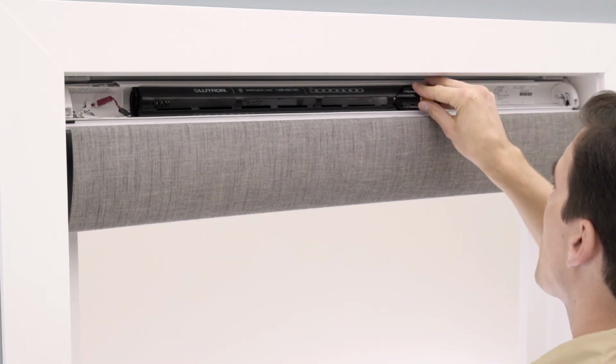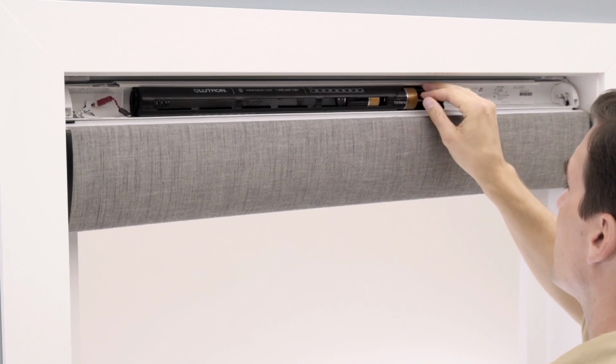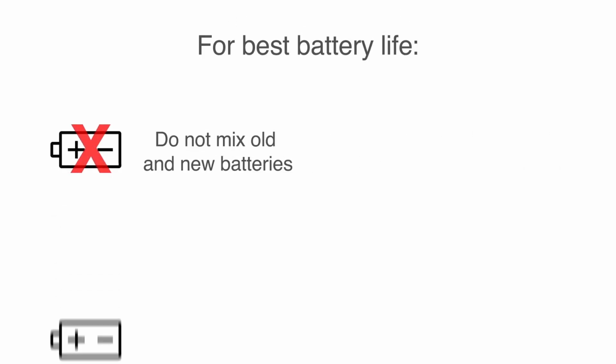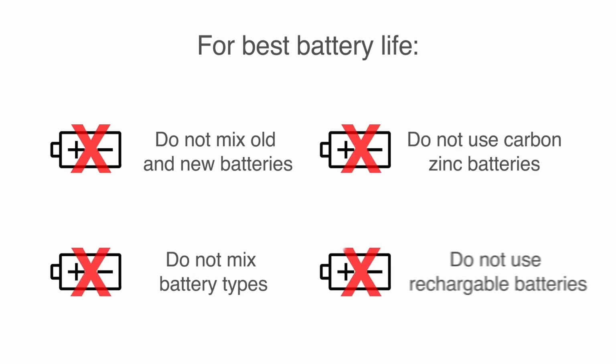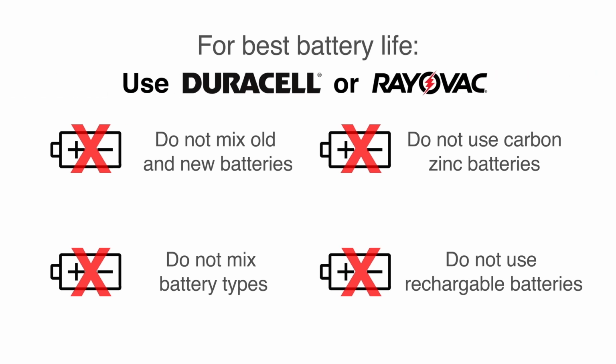Now you can insert the batteries. Open the fascia or head rail and insert the batteries as indicated. For best battery life, do not mix old and new batteries or battery types. Do not use carbon zinc or rechargeable batteries. We recommend using Duracell or Rayovac brand batteries to achieve published battery lifetime.